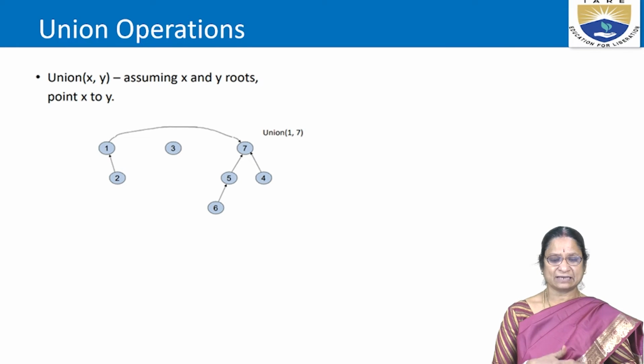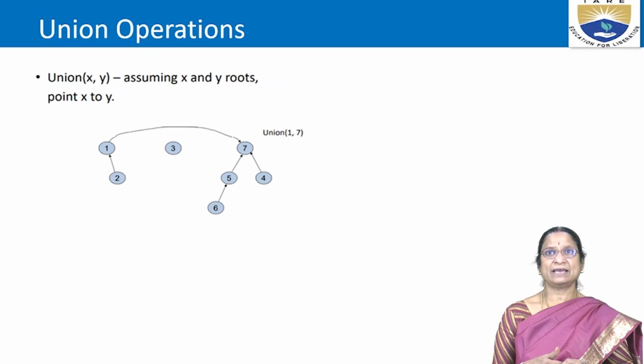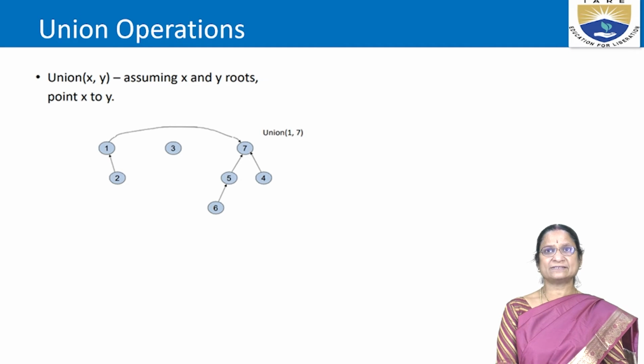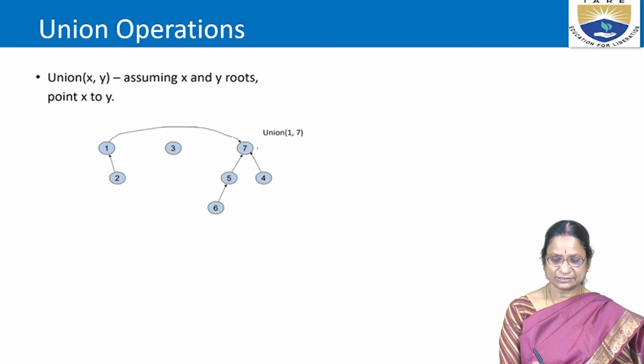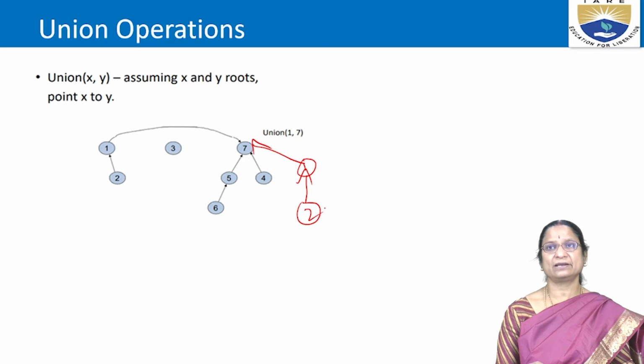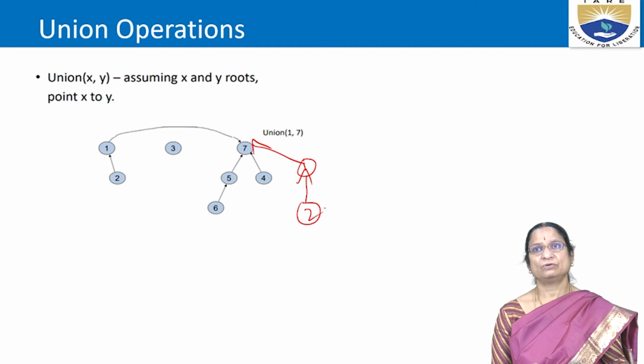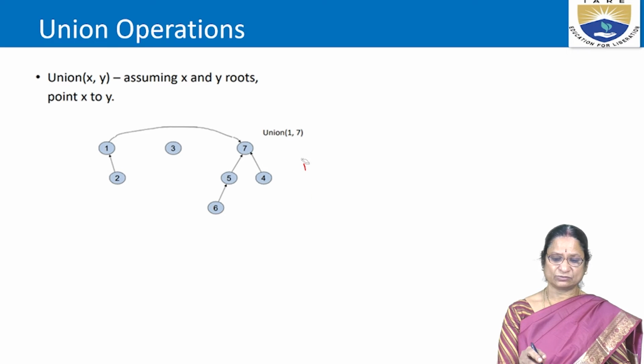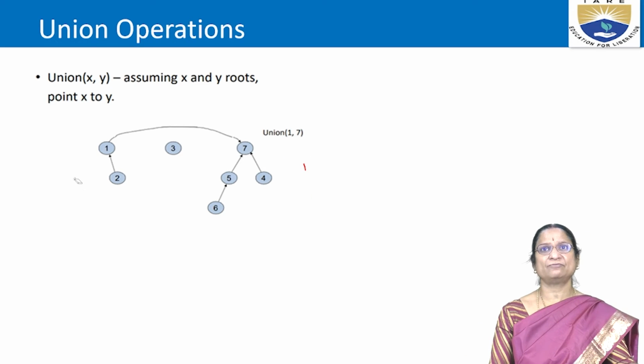For example, in union of x, y, assuming x and y are the roots of the 2 trees, now you observe, union of 1, 7 means 1 is considered a subtree of 7. Let us assume we get it like this: 1, and 1 is having its children. The entire tree is going to be one child of 7 now. Or this can be done the other way also. The 7 can be added as a subtree of 1 also.